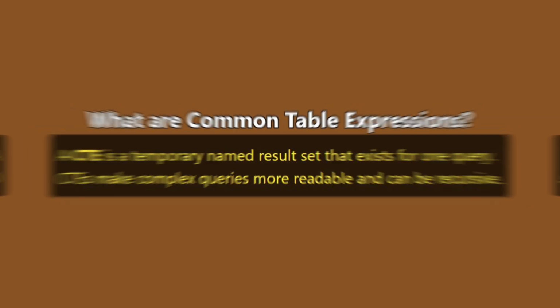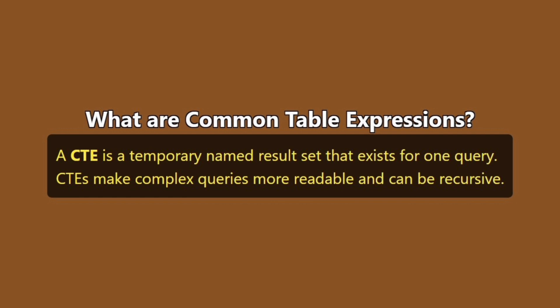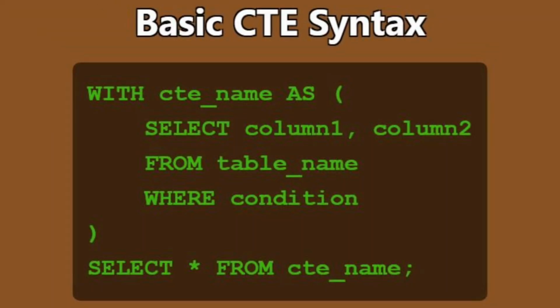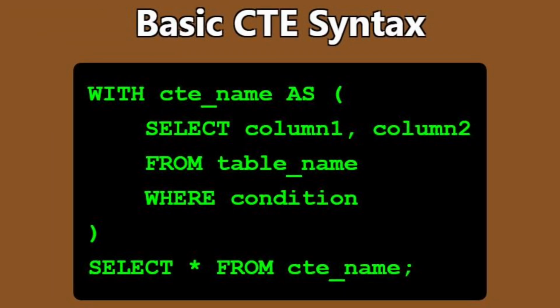They can be self-referential or recursive. They require no setup or cleanup and exist solely within the scope of your query, making them a cleaner solution for many scenarios. In a CTE, we start with the keyword WITH followed by the name you want to give to the CTE. After the name, we use the AS keyword followed by the query that defines your result set in parentheses. This can be any valid select statement.